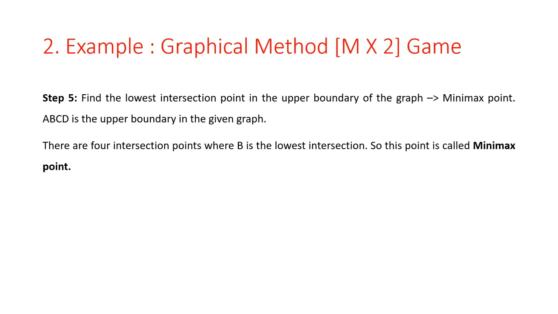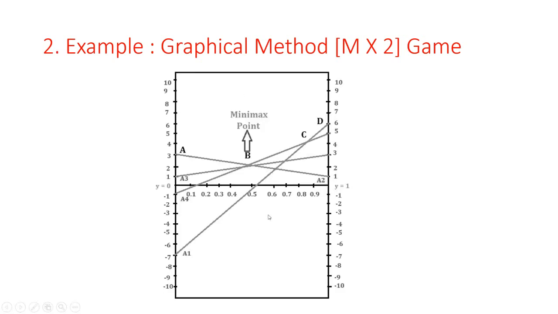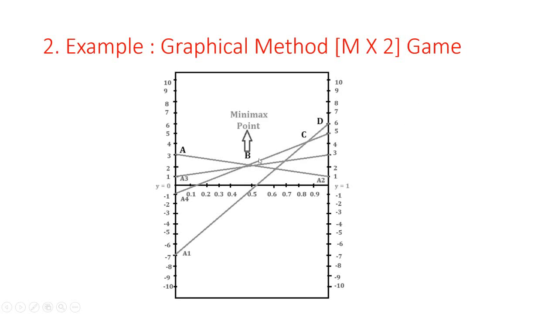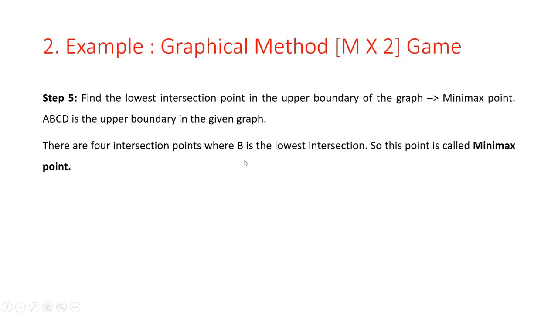So in this graph, ABCD is the upper boundary. Upper bound — what did we do earlier? We found the lower point. So here, for minimax, we have to find the upper bound. So A, B, C, D is our upper part. There are four intersection points, where B is the lowest intersection. So this point is called the minimax point.